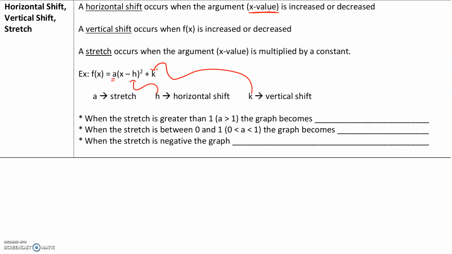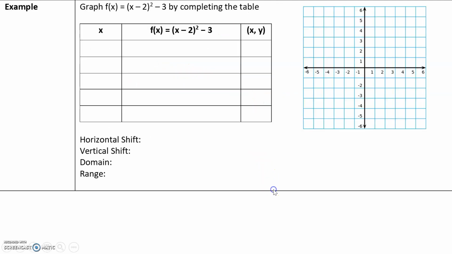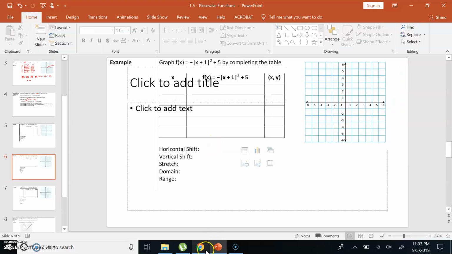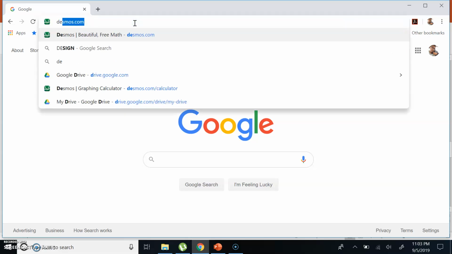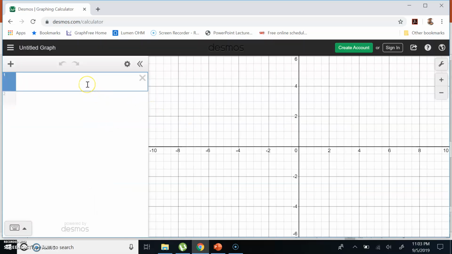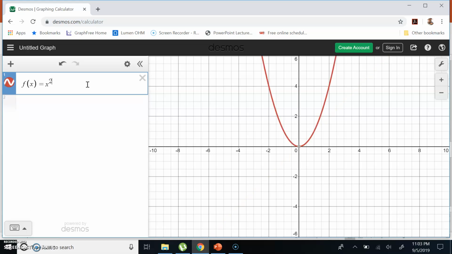Now I'm going to graph these real quick, and I'm going to show you guys what these look like. Okay, so to graph, I'm going to go to Desmos.com. Desmos is a really easy and effective graphing tool. So let's first graph our parent function for the quadratic. We have f of x equals x squared. Now take a look at what happens when I do (x minus 3) squared.